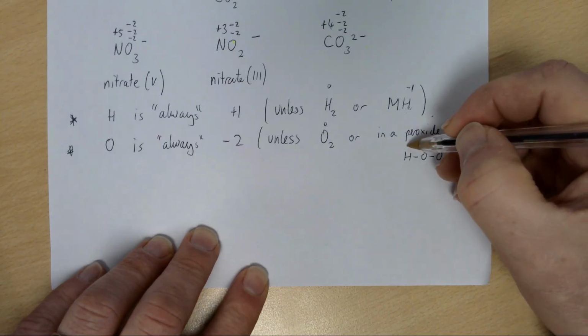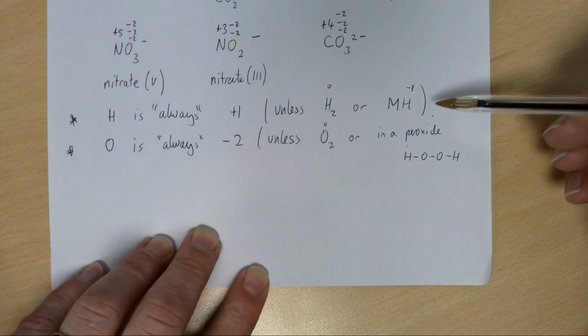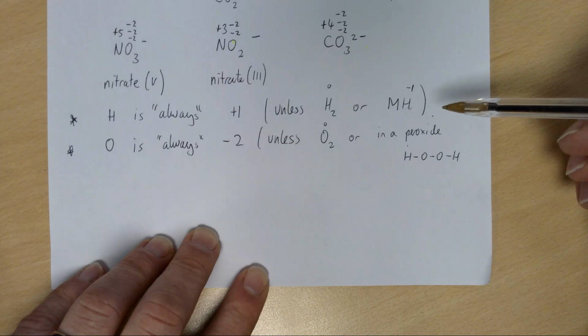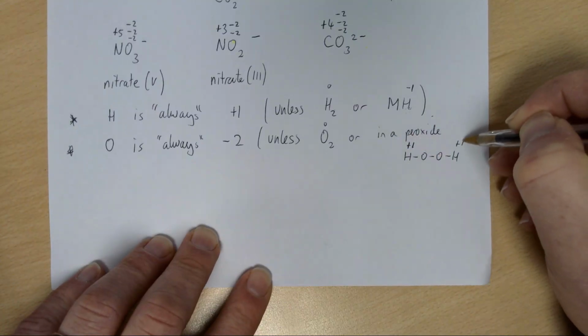Hydrogen peroxide, the hydrogens are going to be what? I've just told you a rule. What are the hydrogens going to be? Tell each other, nice and loud so I can hear it. Plus 1, yeah. So hydrogens are both plus 1. And because it's a neutral compound, they're going to add up to 0.